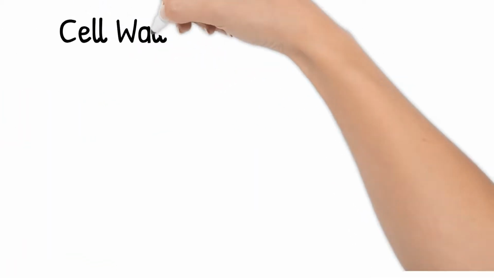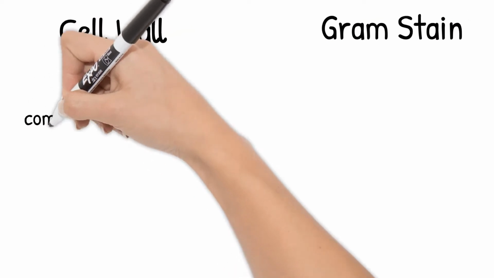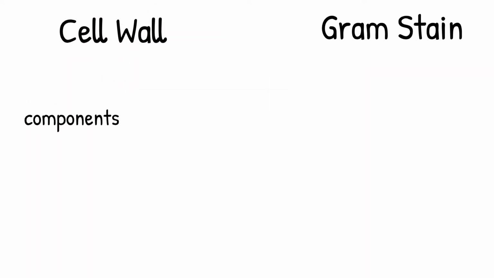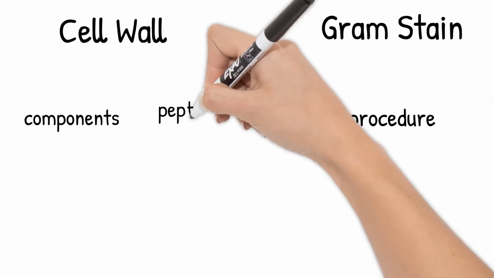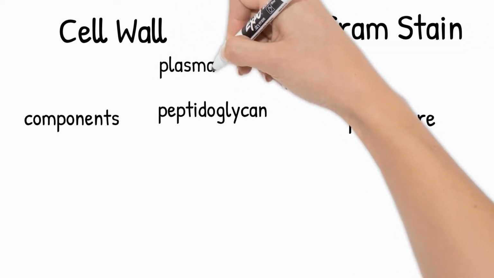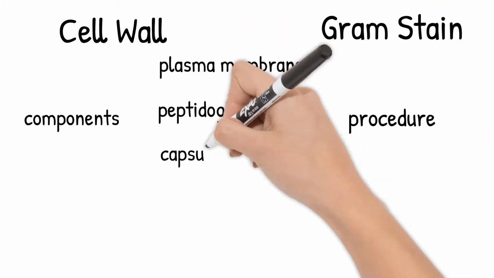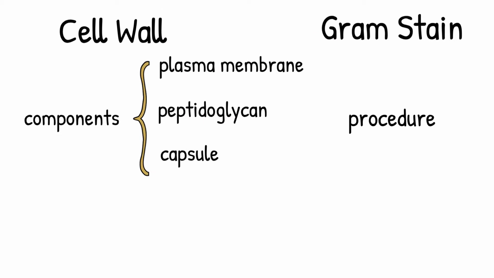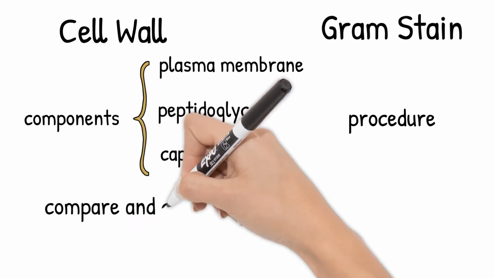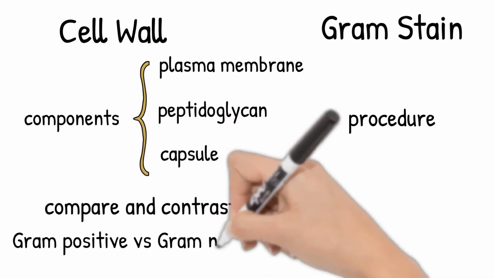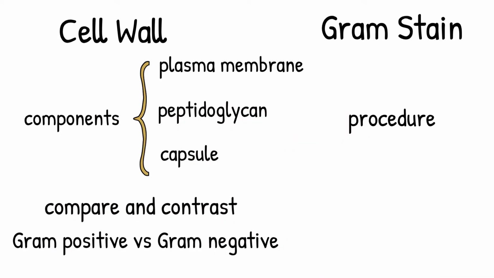First, let me talk about the components that make up the cell wall. Then we go over their properties before gram stain procedures. Most bacteria will have these components as a part of the cell wall. However, some bacteria will have more or less of these components. I will tell you about the function of each component, then we will compare and contrast the cell wall structure of gram-positive and gram-negative bacteria.